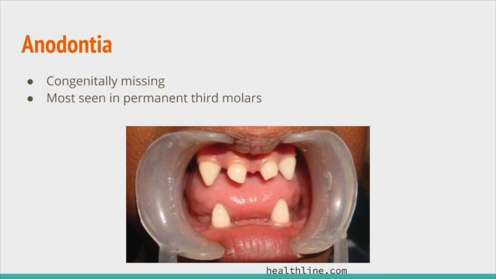Next, we have anodontia, which is congenitally missing teeth. This is most seen in permanent third molars, which is also one of the most common anomalies for third molars.